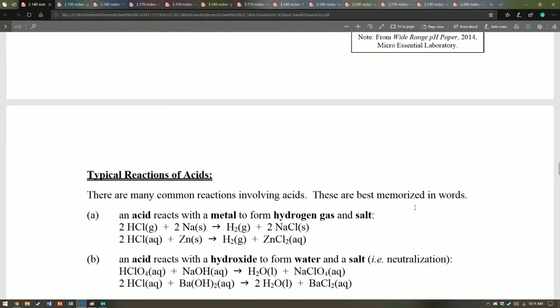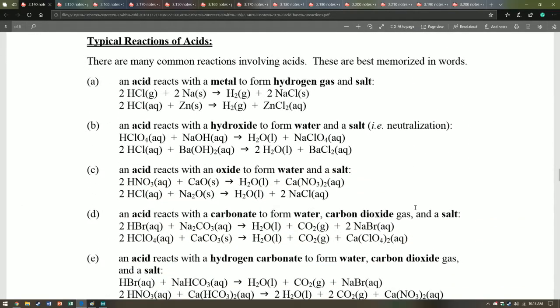Lastly, we should consider the types of reactions they undergo. They're best memorized in words. So an acid with a metal forms hydrogen gas and a salt. An acid with a hydroxide forms water and a salt. An acid with an oxide forms water and a salt. An acid and a carbonate forms water, carbon dioxide, and a salt. And an acid with a hydrogen carbonate reacts to form water, CO2, and a salt.